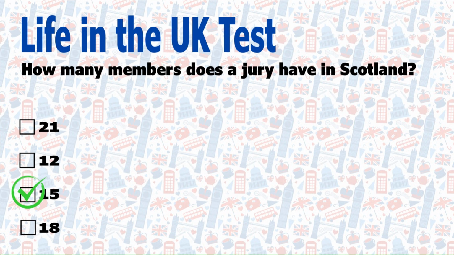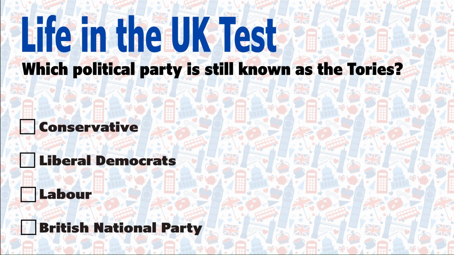A jury is made up of members of the public chosen at random from the local electoral register. In England, Wales, and Northern Ireland a jury has 12 members, and in Scotland a jury has 15 members. Which political party is still known as the Tories?